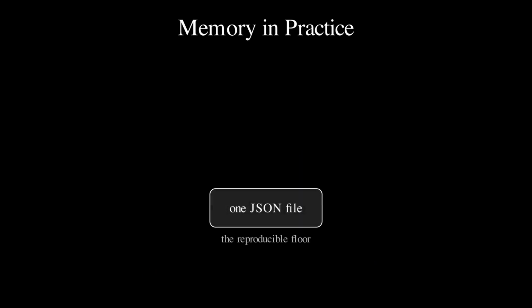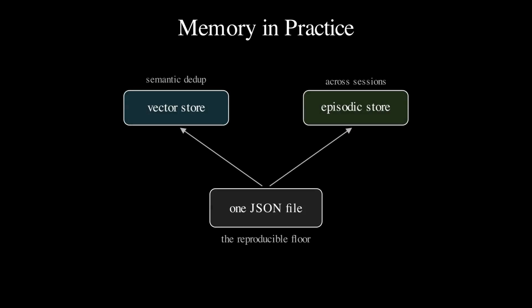How much machinery does that memory need? At its simplest, a single JSON file, updated after each round. That file is the reproducible floor, the minimum that keeps a run resumable and honestly reportable. It is not the ceiling.